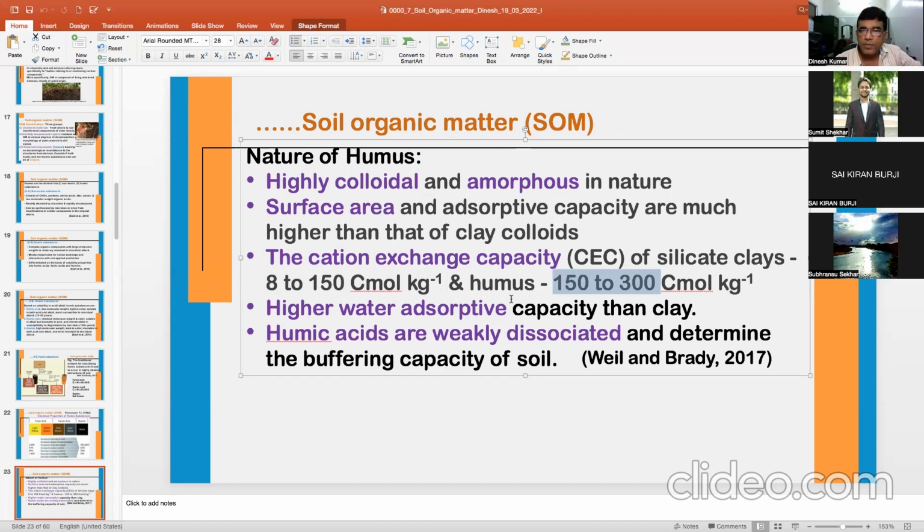Higher water adsorptive capacity than clay. So now you can see your soil will retain more water if you have more humus. We have a person from agriculture chemicals, he might be knowing it. Humic acids are weakly dissociated and determine the buffering capacity of the soil.